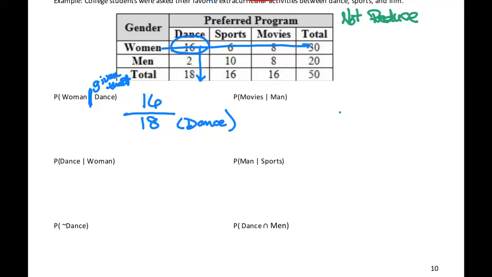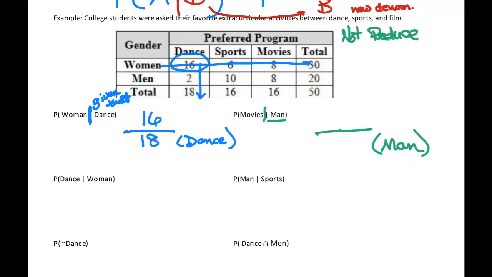All right. What's the probability that someone likes movies given that they are a man? Well, I need to put men down here at the bottom. How many men do I have total? 20. And of those 20 men, how many enjoy or prefer movies? 8. Right here. 8 out of the 20 prefer movies. But again, this is conditional.